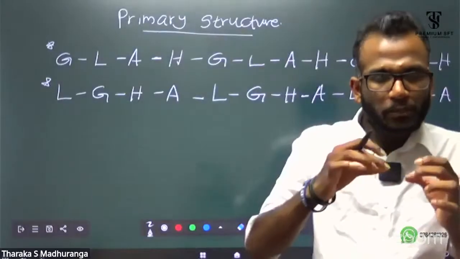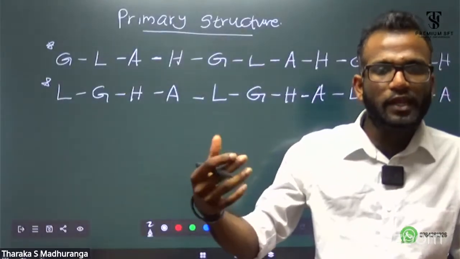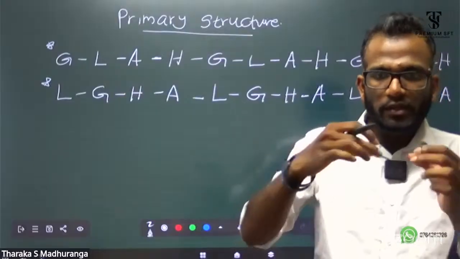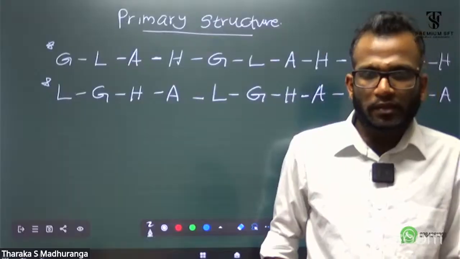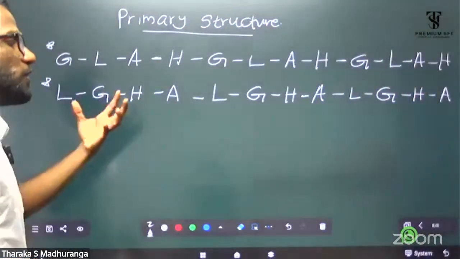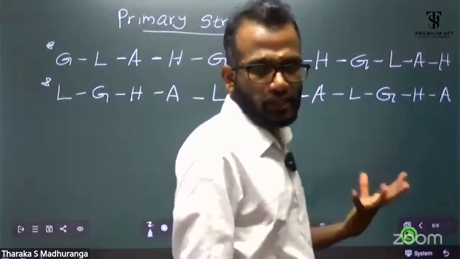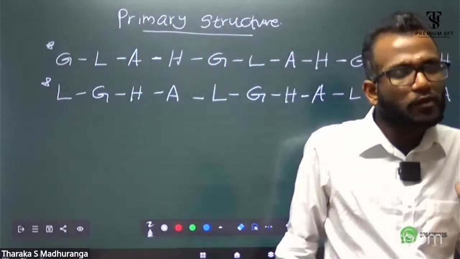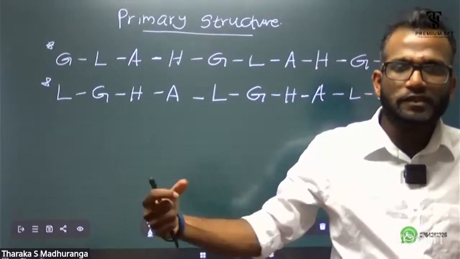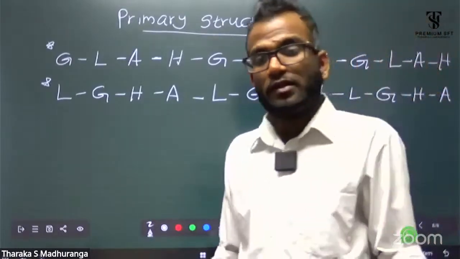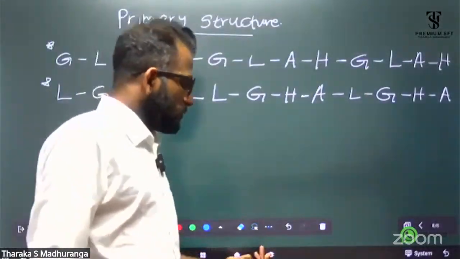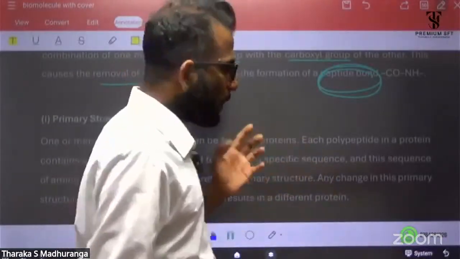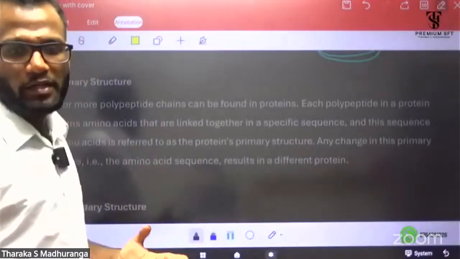Therefore, in the polypeptide chain involved in the production of protein, the order of amino acids is called the primary structure. The primary structure means the amino acid order in the polypeptide chain, simply the amino acid sequence in the polypeptide chain.